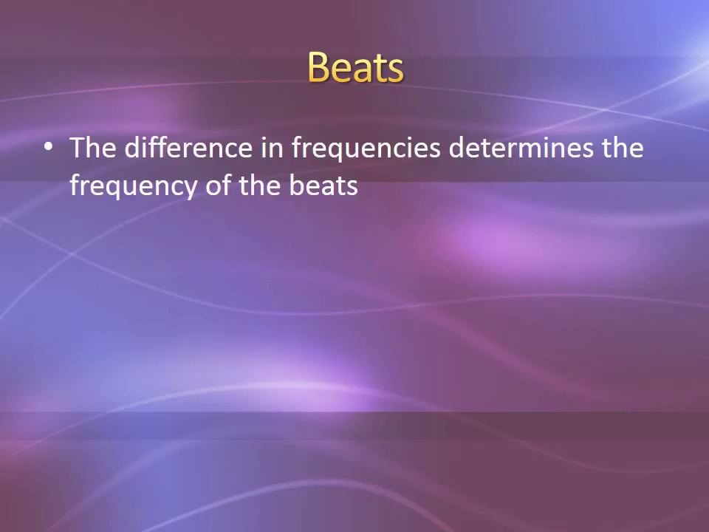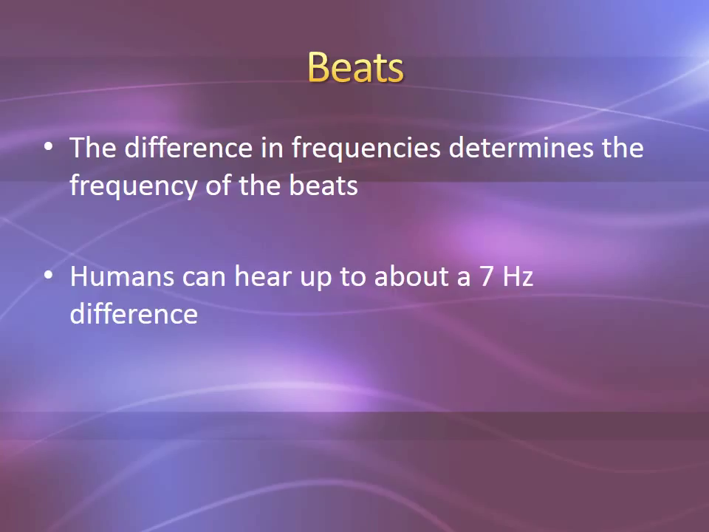In order to determine the frequency of the beats, you merely take the difference in frequencies between the two original waves. So wave 1 and wave 2, if one was, say, a C at 256 hertz, and the other was 254 hertz, your beat frequency would be the difference, or 2 hertz. And humans can hear up to about a 7 hertz difference before you stop being able to differentiate the beat from just the sound.